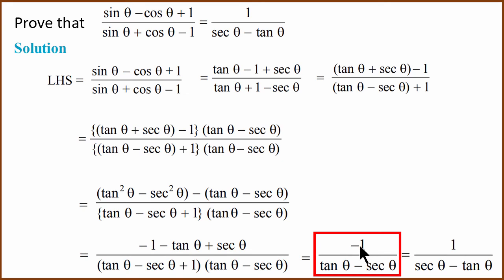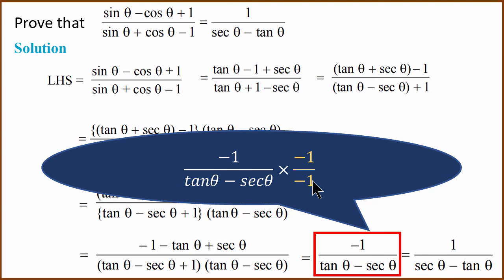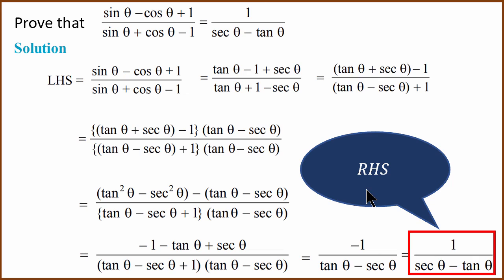Now, we have to get rid of the minus 1 because what we want is secant theta minus tan theta. So what we do is we just multiply both numerator and denominator with minus 1. And what that does is in the numerator you end up with 1 and in the denominator you end up with the negative of this, which is secant theta minus tan theta. Which is what we wanted to prove, which is the RHS. As you can see, this is the RHS. In this way, we could actually prove that this entire expression is the same as RHS.